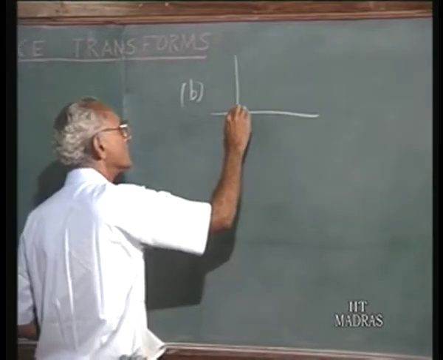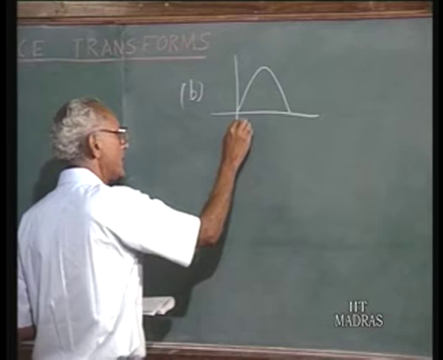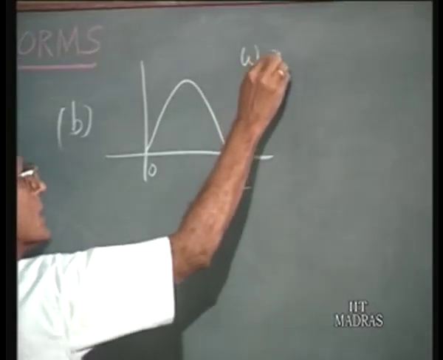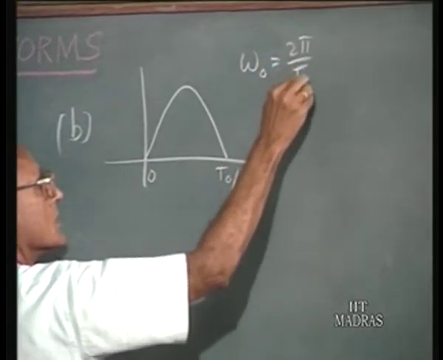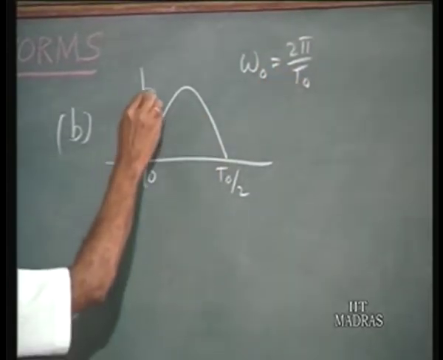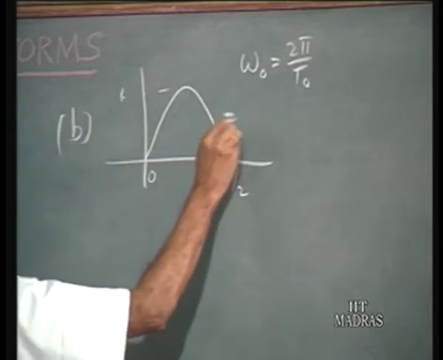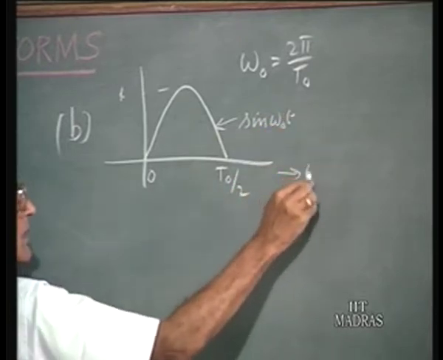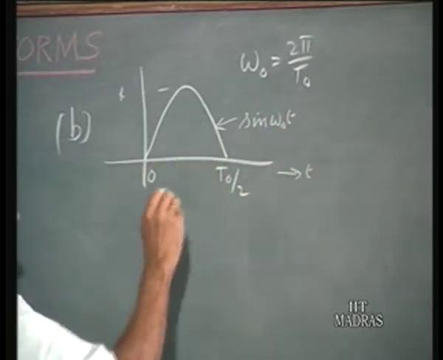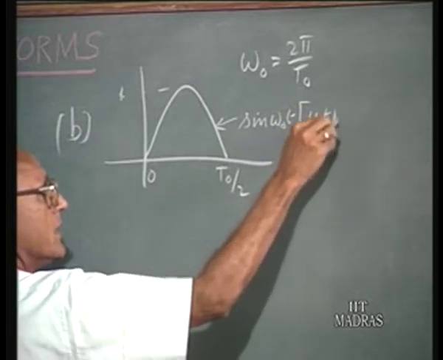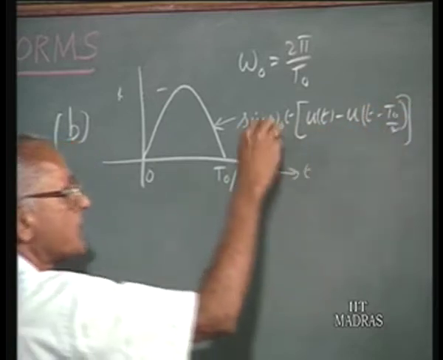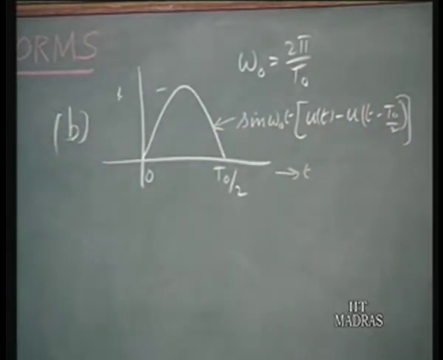B, a single pulse of a sinusoid from 0 to t naught upon 2, where omega naught equals 2 pi upon t naught. So suppose this is 1, this is sin omega naught t in the interval from 0 to t naught upon 2. So I can write this as u of t minus u of t minus t naught upon 2. This is something which we already discussed earlier, but we would like to arrive at the result in a different fashion.